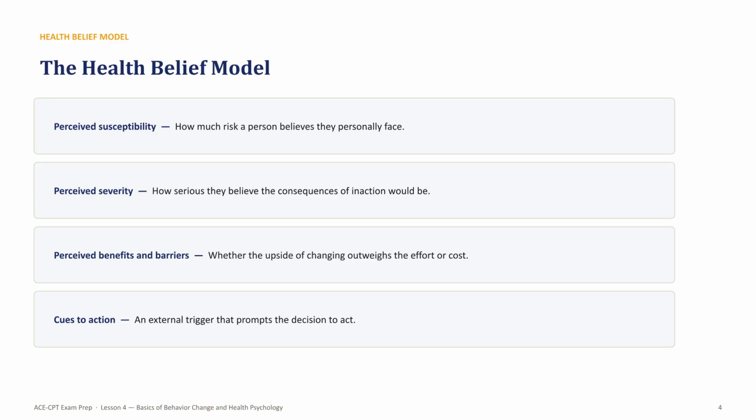The third is perceived benefits and barriers, essentially a mental cost-benefit analysis. Does the upside of changing outweigh the effort, time, or discomfort it takes to get there? And the fourth is cues to action, an external trigger, like a doctor's warning or a health scare, that pushes someone from thinking about change into actually doing something about it. Together, these 4 factors predict whether someone is ready to act.